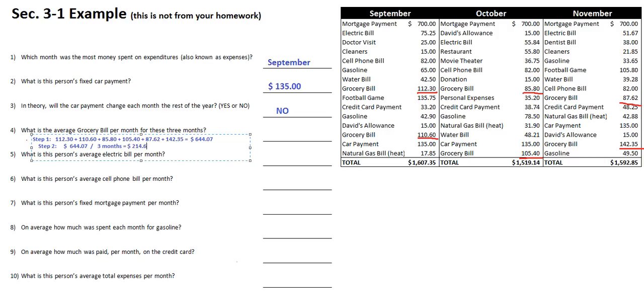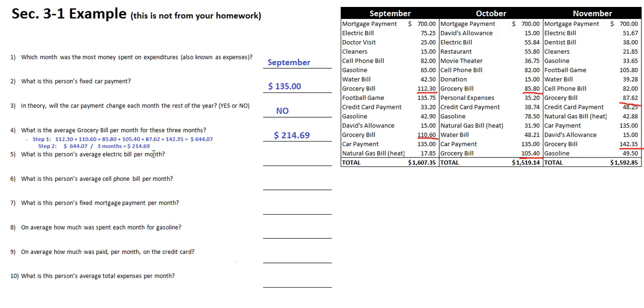And our answer is $214.69. All right? You don't divide it by 6, because that's not the number of months we're looking at. That's the number of visits.